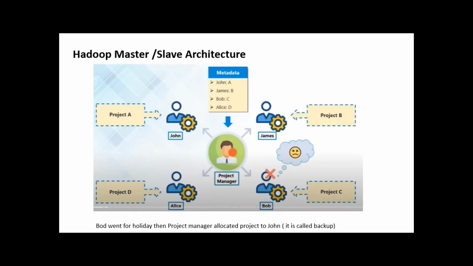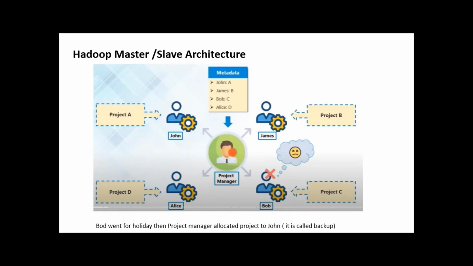When James is doing project B, some part of it will be aware of project D. Means whatever James does in that project, each and every point will be given as a demo to Alice. Alice's project will be given to James. John's project will be given to Bob. Bob's project will be given to John. So that when a meeting happens with the client, you should not be empty.